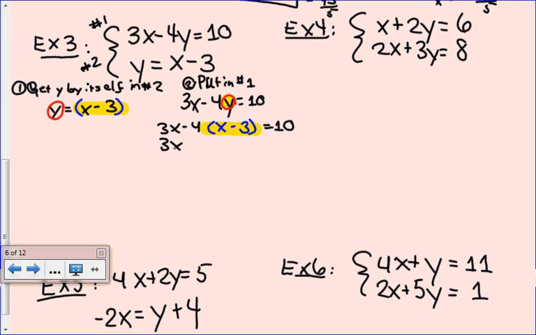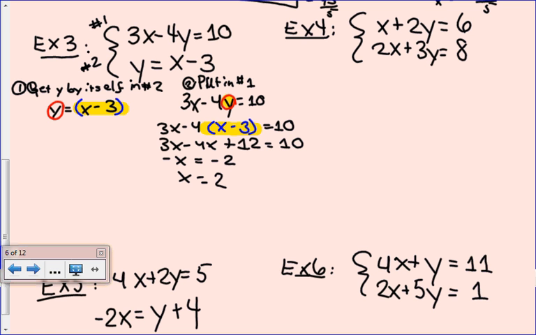Double check with you all. Did you make sure you had a positive 12 right there? Awesome. So keep going, 12 all the way. Double check. Negative x equals negative 2. Positive x equals 2.